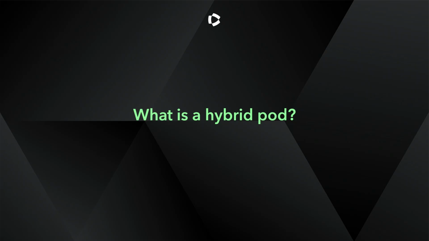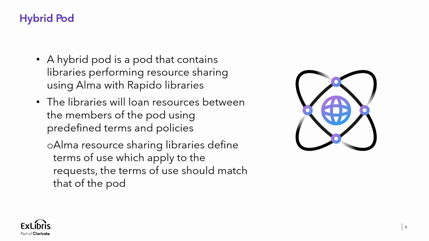So, what is a hybrid pod, and how does it differ from the pod that I just introduced? Simply, a hybrid pod is a pod as far as the Rapido libraries are concerned, but it also allows ALMA resource sharing libraries connections with those Rapido libraries. The libraries will loan resources between the members of the pod using the predefined pod terms and the policies configured at the ALMA resource sharing library.